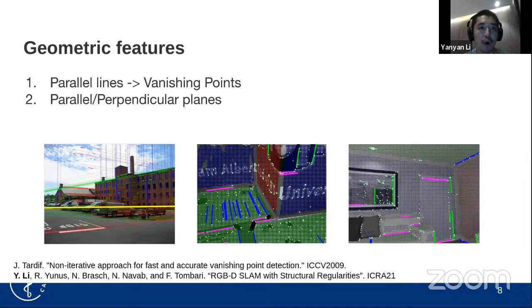And for parallel or perpendicular planes, you also can maybe use a degree between planes as your constraint in your pose estimation stage. And you can see in the right figures different parallel planes are marked into the same color. And then you also can maybe group those planes into different clusters.